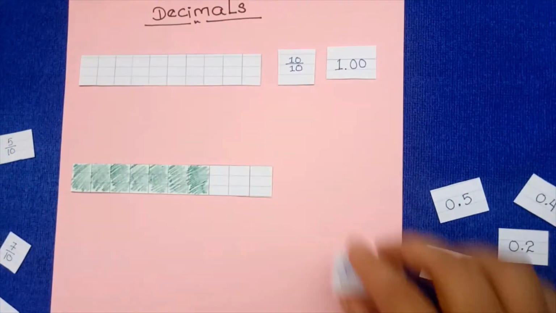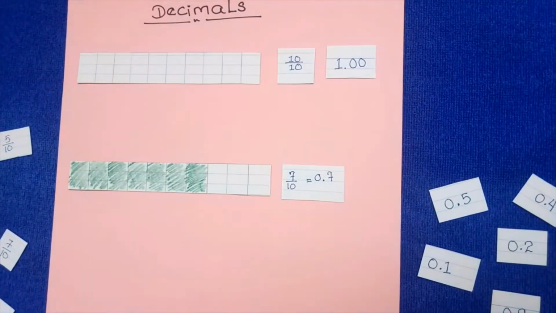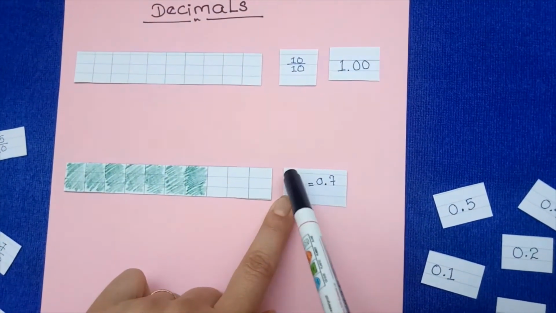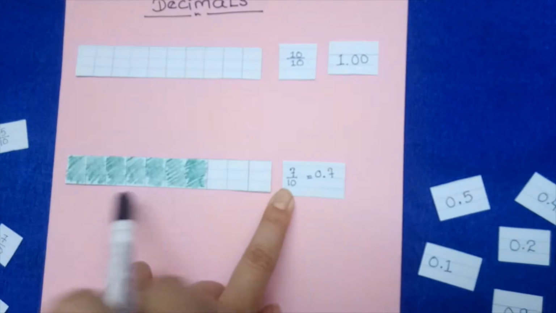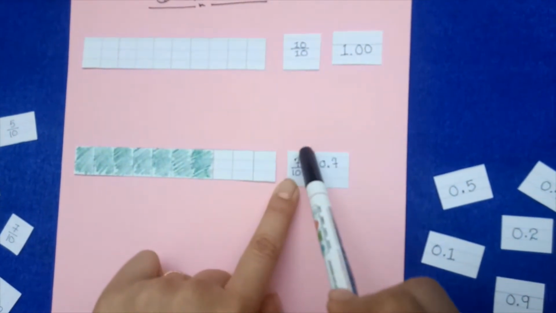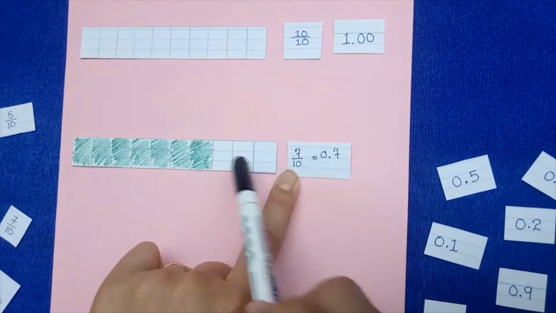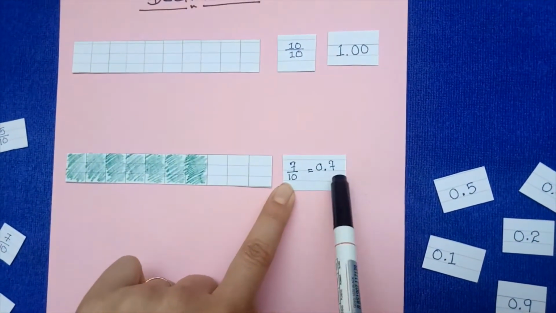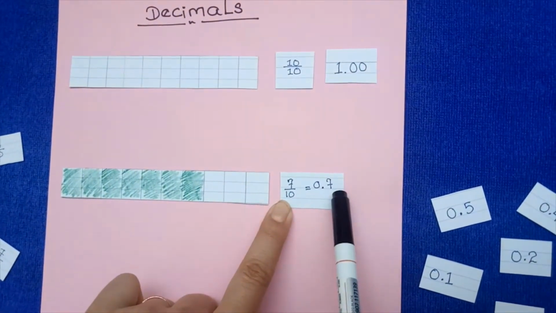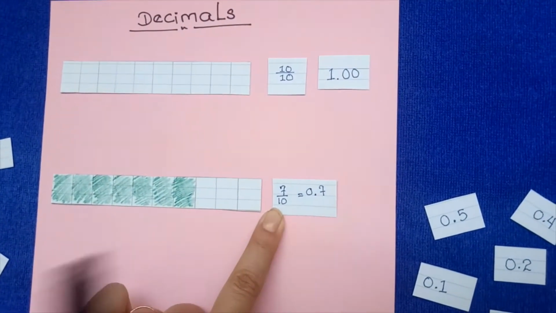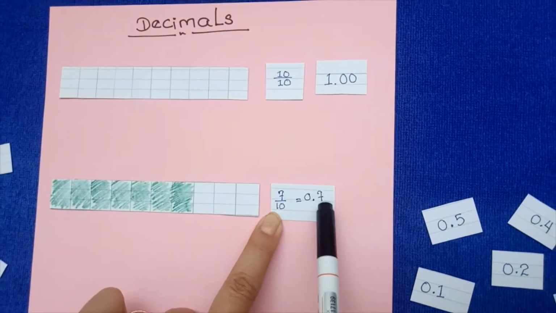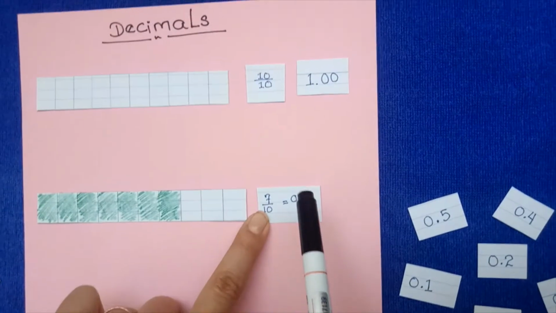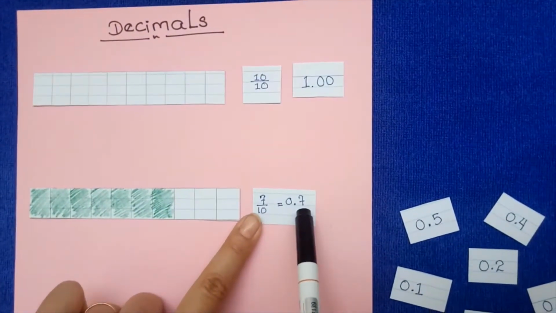So how do we write it down? The whole is 10 and the colored part is 7, so you have to write down 7 divided by 10. If you want to read it in decimal, 0.7. But you have to know that it is 7 tenths, because it is the tenths place. You have to say 7 tenths.